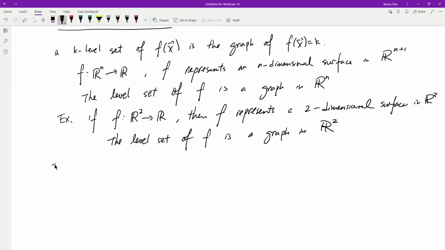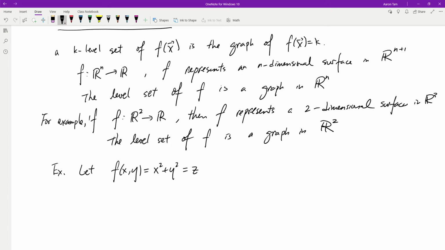Let's try this problem right here. Okay, maybe I should say for example instead of EX. Okay, let's try an example right here. Let's say let f of x, y equal to x squared plus y squared, and I'm also going to define the output, which is z.